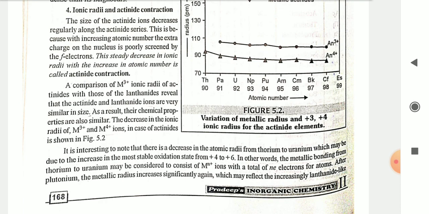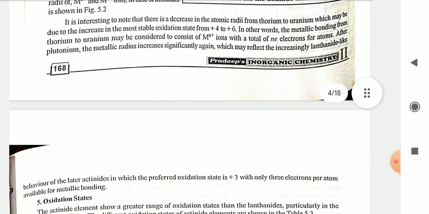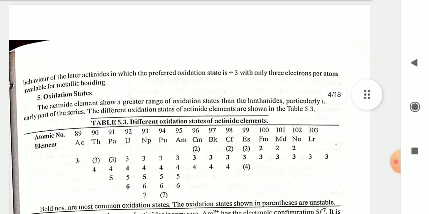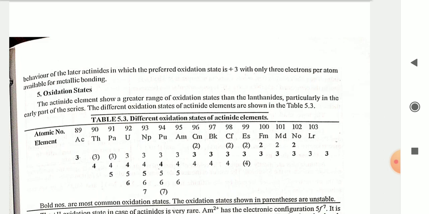After plutonium, the metallic radius increases significantly again, which may reflect the increasing lanthanide-like behavior of the later actinides, in which the preferred oxidation state is +3 with only 3 electrons per atom available for metallic bonding. Fifth is oxidation state.